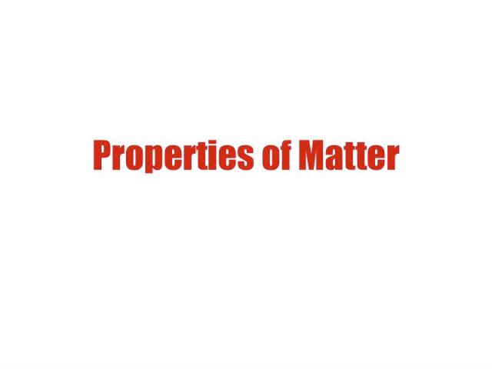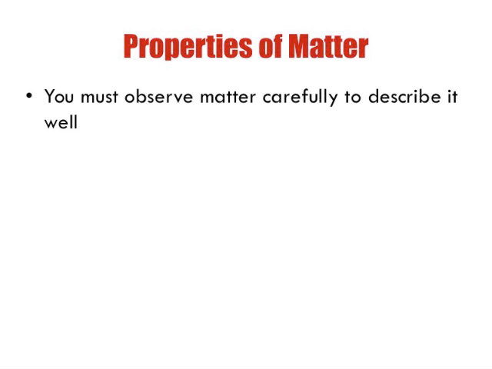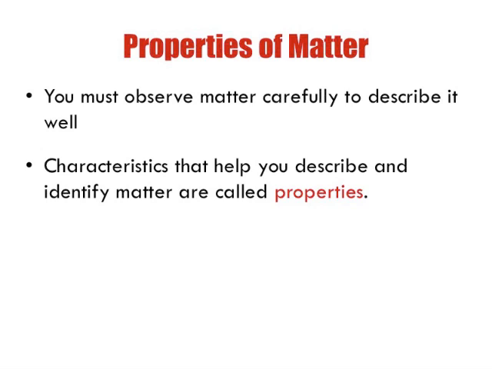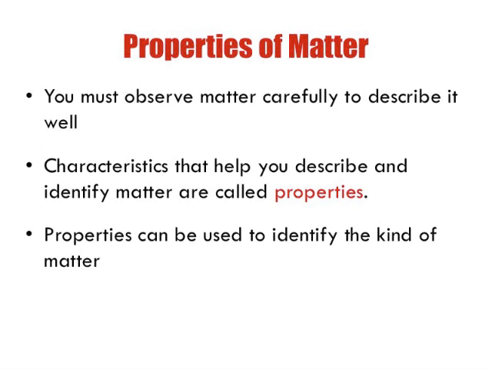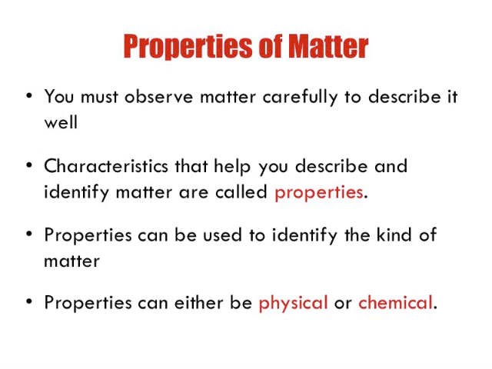Properties of matter. You must observe matter carefully to be able to describe it well. Characteristics that help you describe and identify matter are called properties. Properties can be used to identify the kind of matter. Properties can be either physical or chemical.